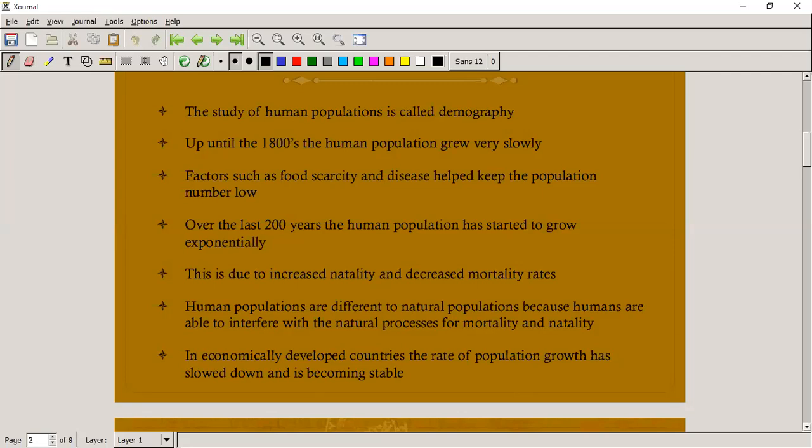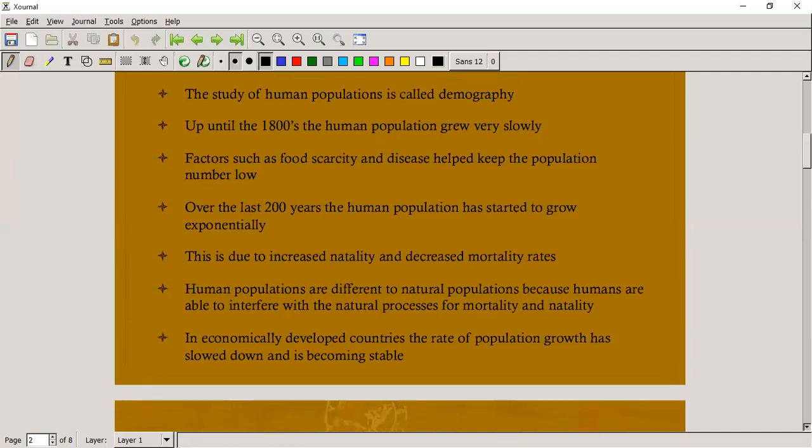Human populations are different to natural populations because humans are able to interfere with their natural processes of mortality and natality. We have somewhat more control over our death and over how many births we are having as a population. In economically developed countries, the rate of population growth has slowed down and is becoming stable, which is a good thing because they're showing logistic growth, or an S-type growth.